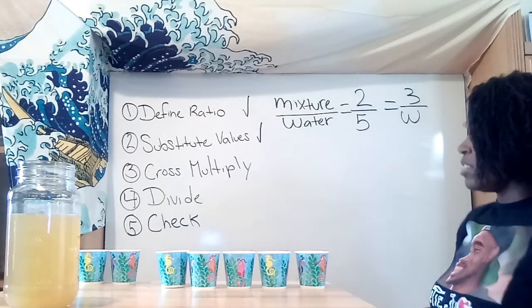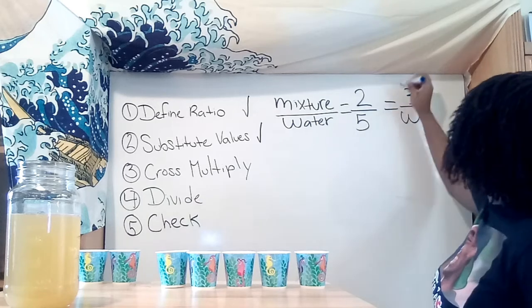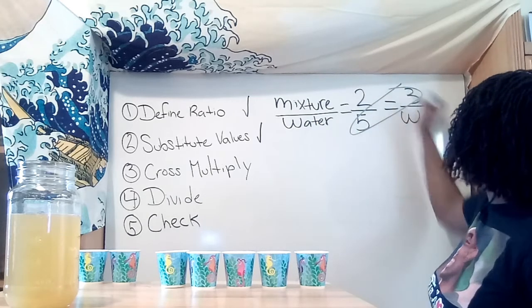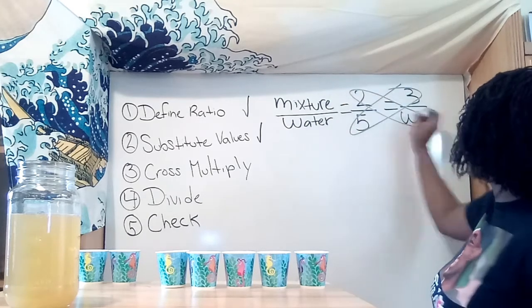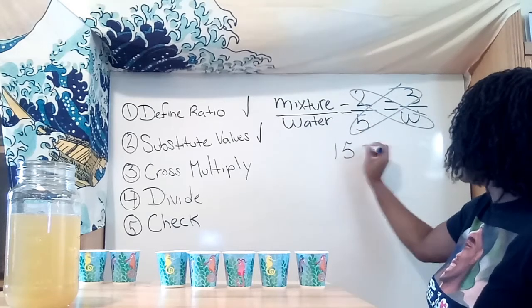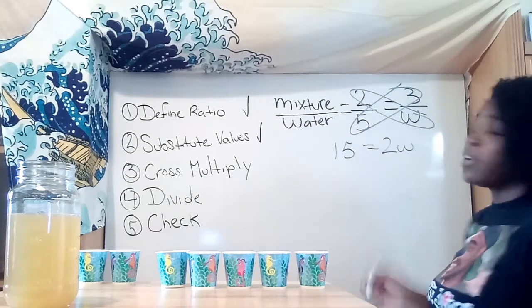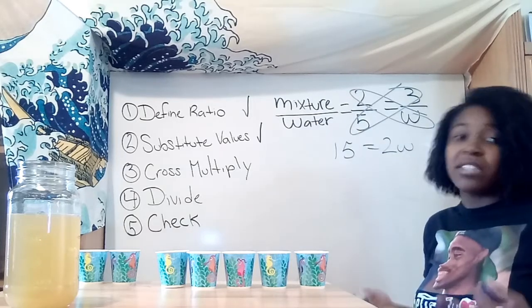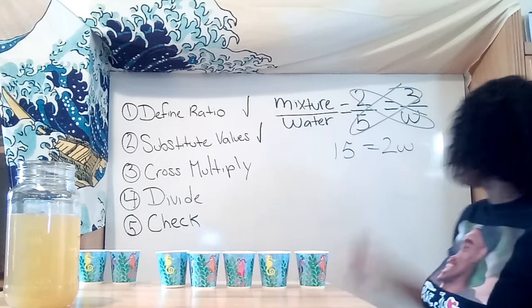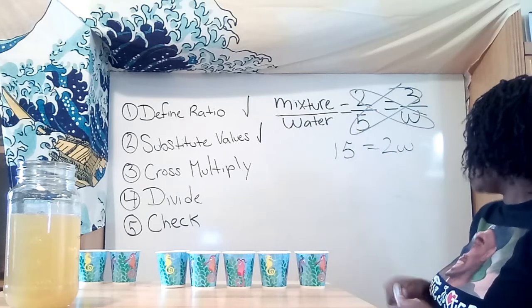So that brings us to the next step, cross multiply. So let's do that right now. We cross multiply our numerator by its opposite denominator, and vice versa over here. So we have 5 times 3, which is 15. And we have 2 times W, which is just 2W, all right? It's very important that we do the same thing to both sides to keep our equation balanced. So great, 15 is equal to 2 times W, right?